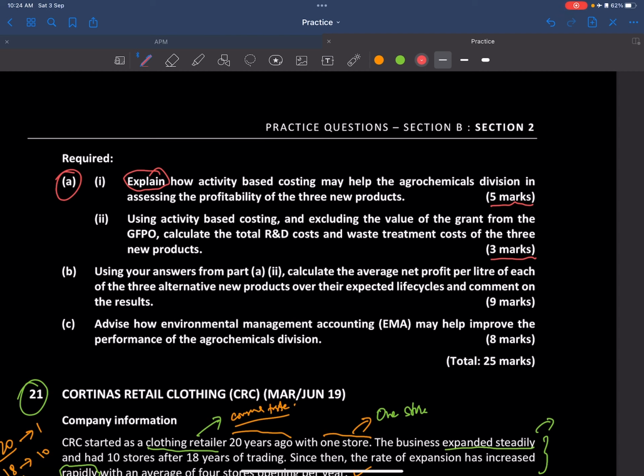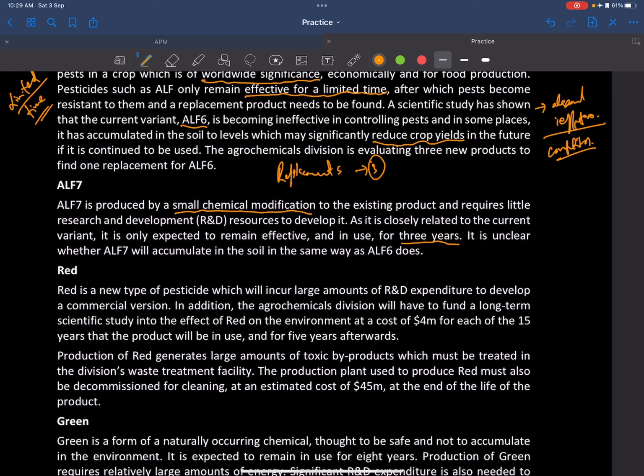ALF7 is produced by a small chemical modification of existing products and requires little R&D resources to develop, as it is closely related to the current variant. It is only expected to remain effective for 3 years. So its life cycle is only 3 years. Remember, there was a requirement regarding the life cycle, so that's why I have highlighted that. It's also unclear whether ALF7 will accumulate in the soil in the same way as ALF6 does. So: 3 years, soil accumulation unknown.